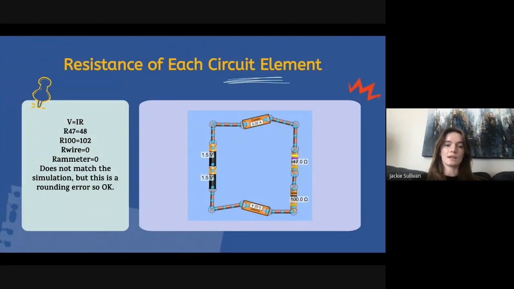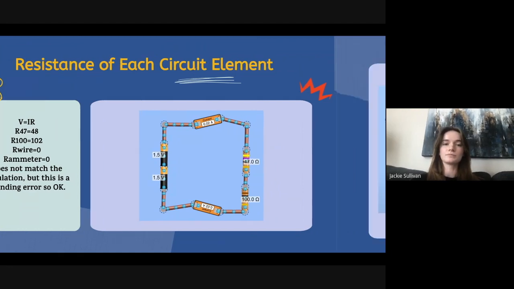So next is the resistance of each circuit element. So I went ahead and calculated all of that. So for the resistance, I got 48, 102, and the wire is 0. And this doesn't exactly match our simulation or what we expected to get, but that's okay because it's very close. So we can just say this is rounding error.